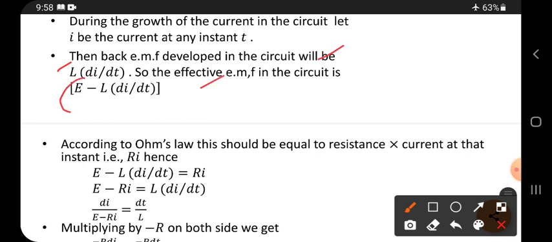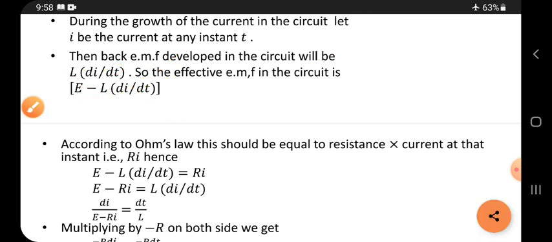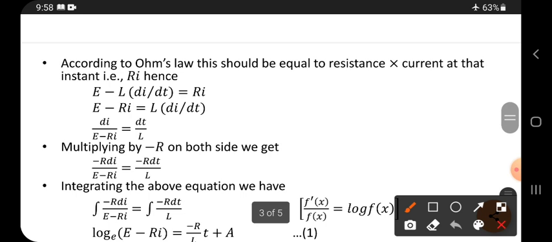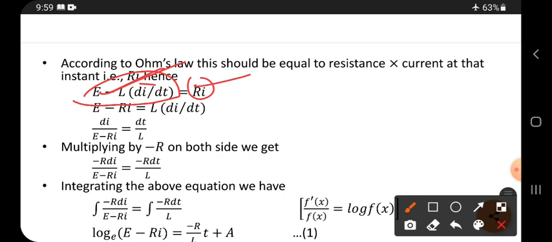The effective EMF: E is the EMF of the battery, right? And this is the EMF of the inductor. This inductor EMF opposes the growing of current, so that is why it is taken as negative. It works opposite in direction. According to Ohm's law, this should be equal to the resistance times the current at that instant, that is Ri. So E minus L di by dt is equal to Ri. That means voltage is equal to the product of resistance and current. That is Ohm's law, right?